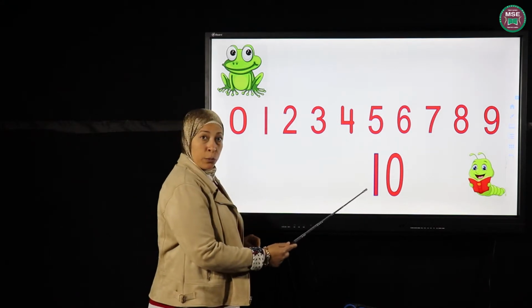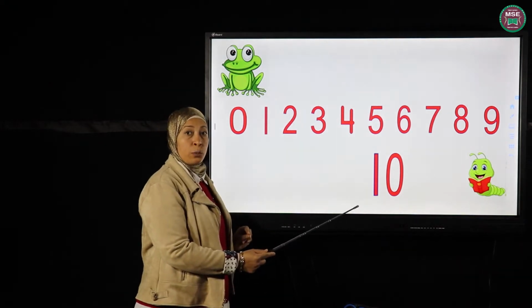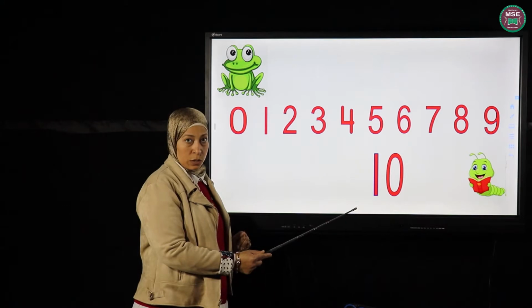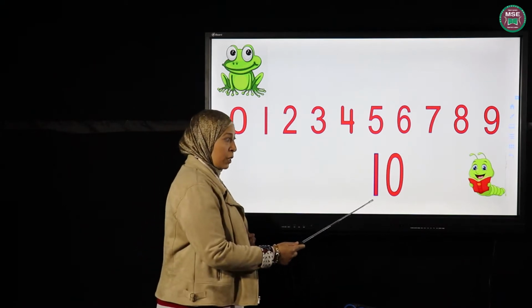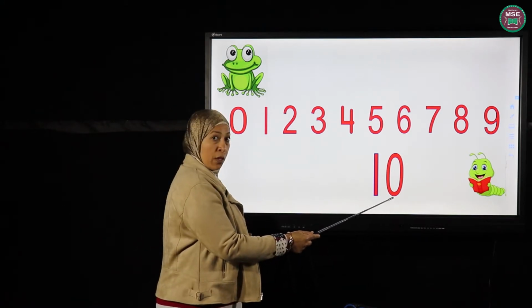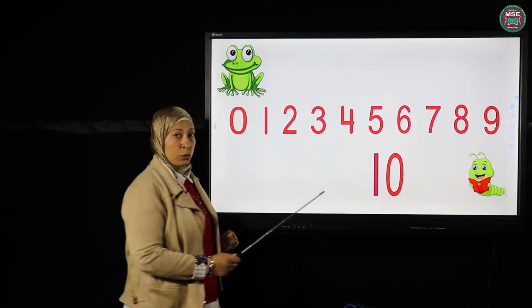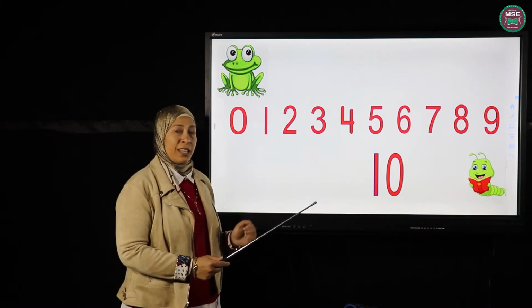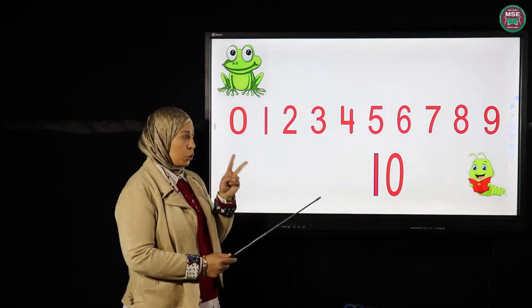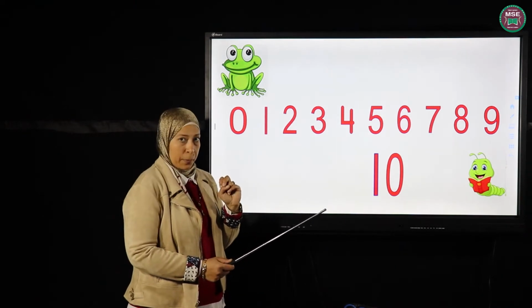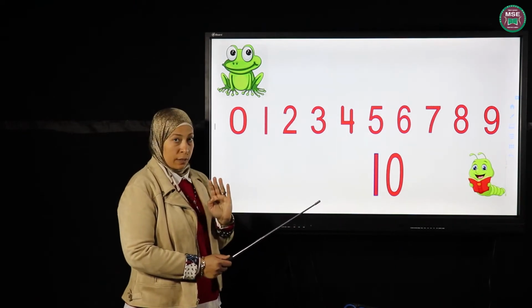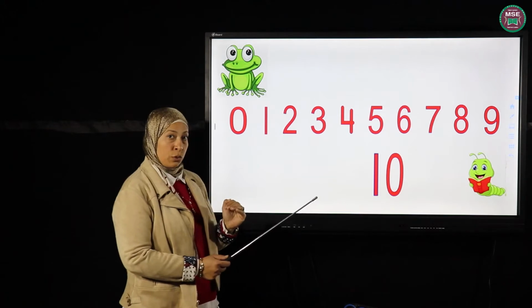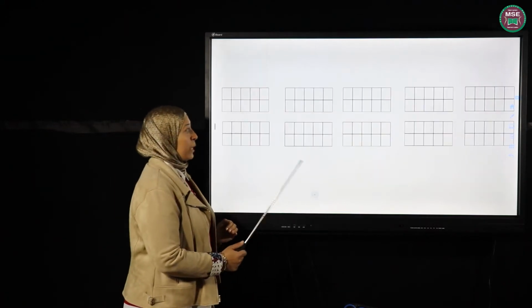So starting from number 10, we are going to write the numbers in two digits. Okay, 1 is a digit and 0 is another digit. So to write number 10, we write 1 and 0. Here we used two digits to write number 10. Okay, so let's move to the numbers from 11 to 20.